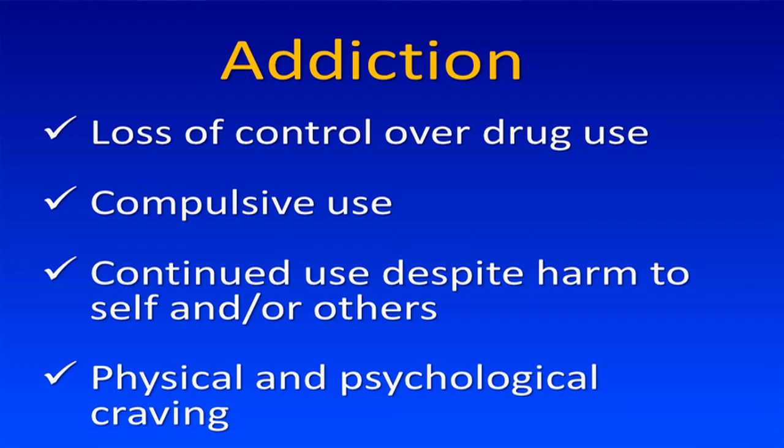Addiction, however, has several components, and they can be defined as primary, chronic, and many different ways. Addiction will include any and all of the following: loss of control over the drug use, compulsive use, continued use despite harming either themselves or other individuals, physical and psychological craving. So again, these can be in combination or individual, but most of them will be in combination, and these are the addictive behaviors.